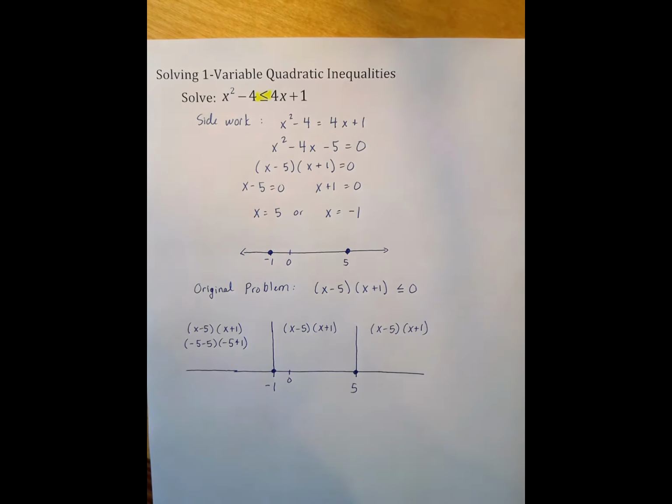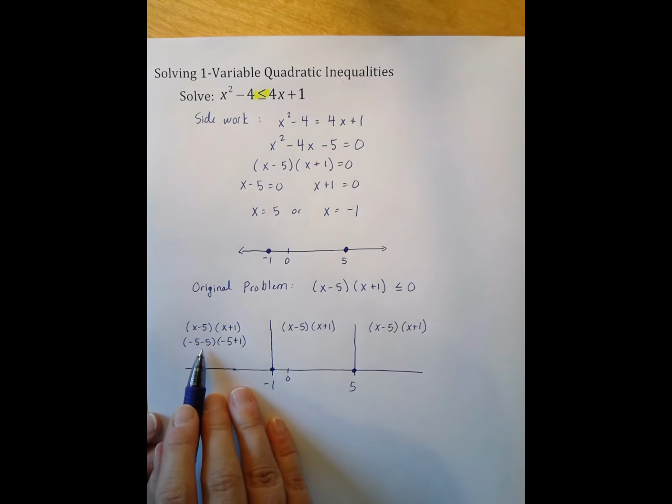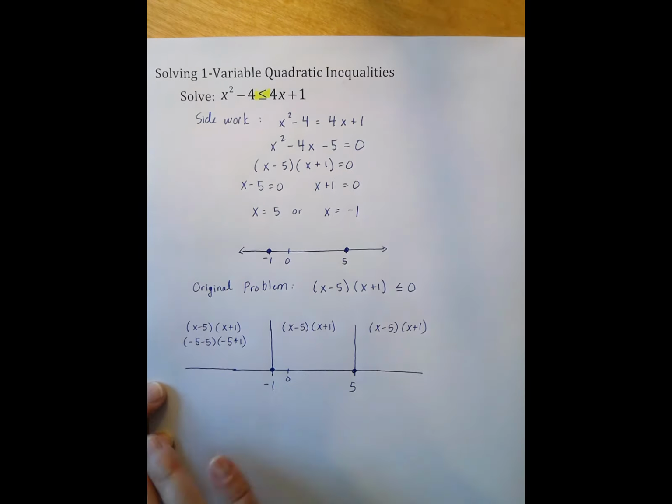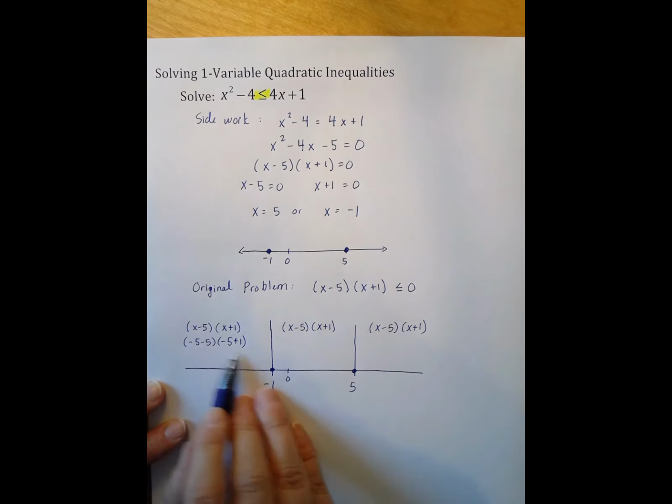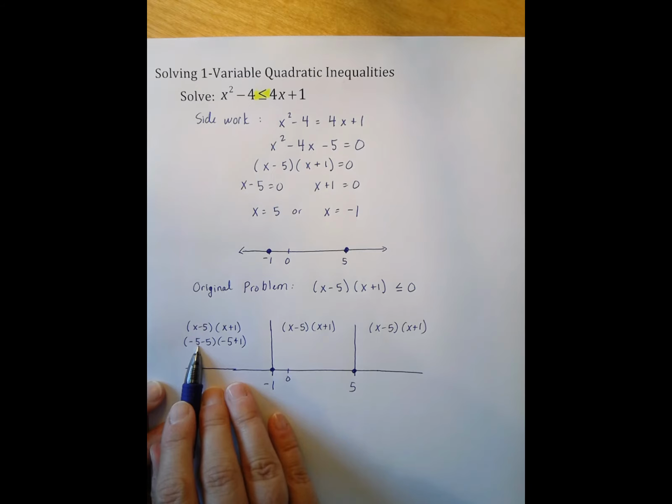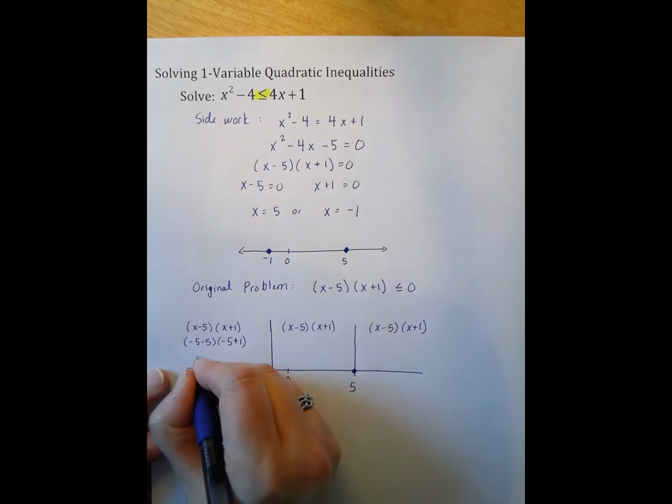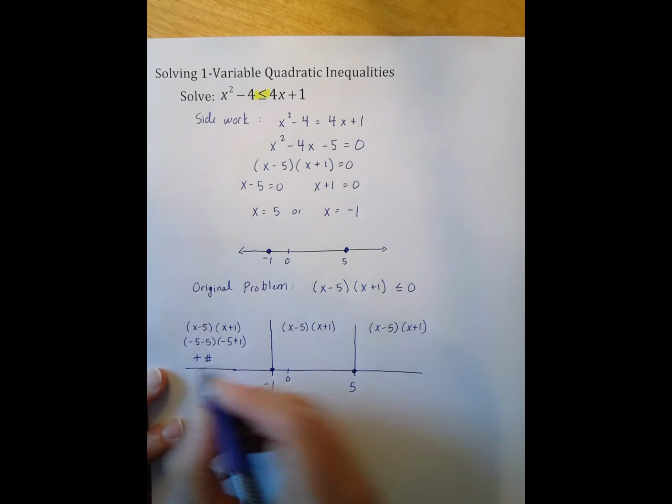And I could simplify this, or I could recognize that I really want to know what kind of number this is. Is it positive? Is it negative? Does it equal 0? So I'm going to look at this and I'm going to say, well, that's a negative number times a negative number. So I have a positive number in this region.